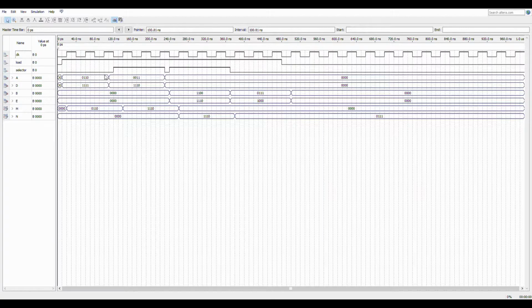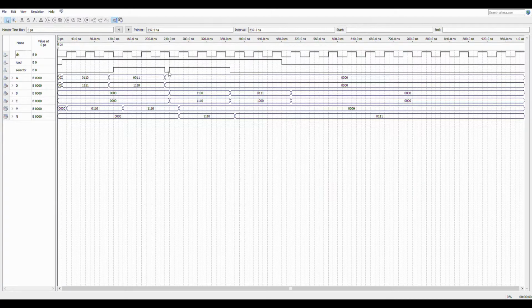For the first one, the selector is 0, so A has to be the output here. You can see that A is outputted here. For the second, the selector is 1, so D should be output here. So this is the output.